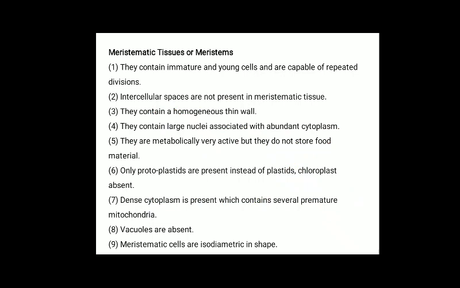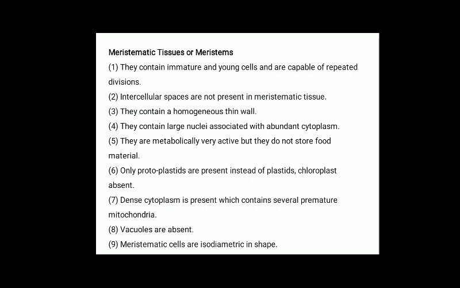First, we will see the characters of meristematic tissue, also known as meristems. Meristematic tissue contains immature and young cells that are capable of repeated divisions. Intercellular spaces are not present in meristematic tissue. They contain a homogeneous thin wall. They contain large nuclei associated with abundant cytoplasm. They are metabolically very active, but they do not store any food materials.